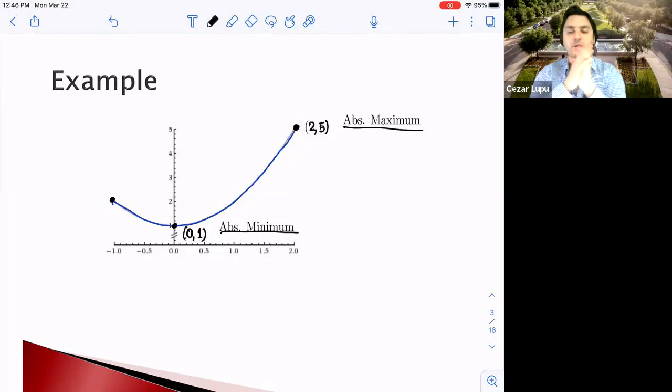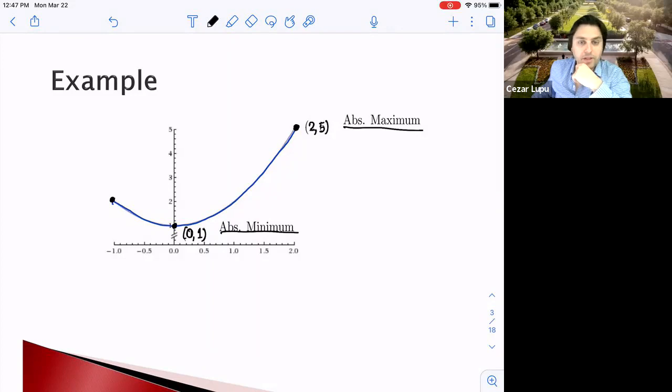Now I have a question for you. Based on your intuition, what would you say? Do you think all functions have an absolute min and an absolute max? What do you think? Not necessarily, right? That's a great observation Travis made. Not if they're on the line, correct?